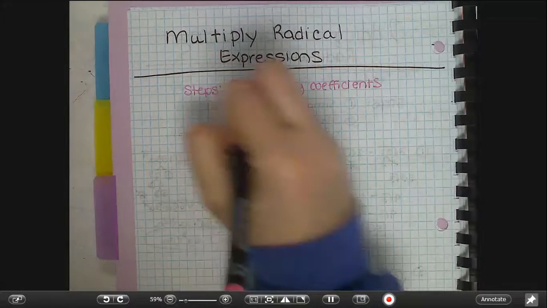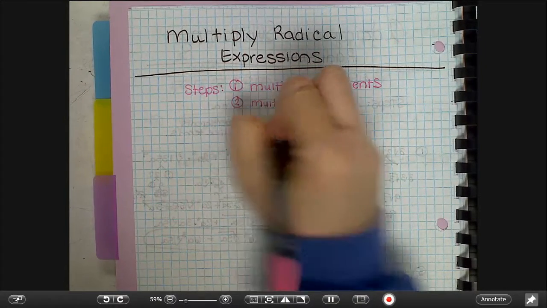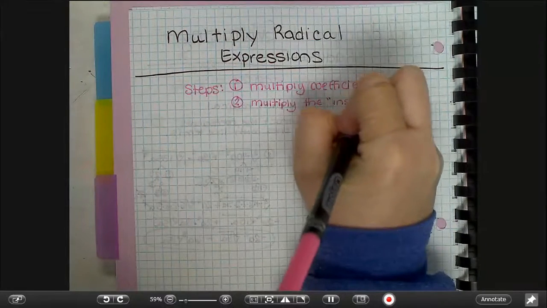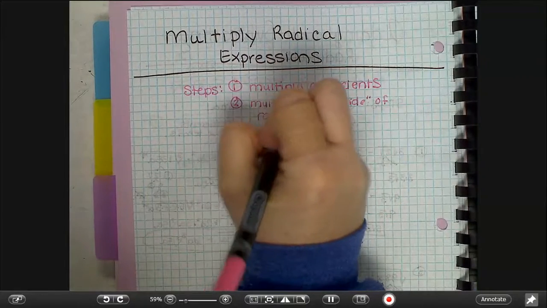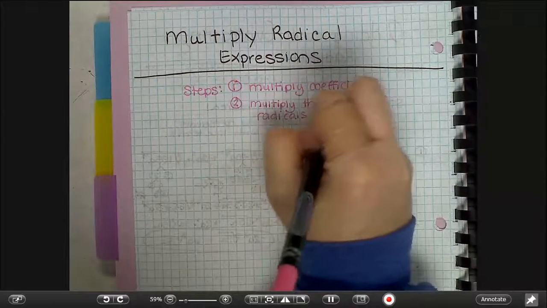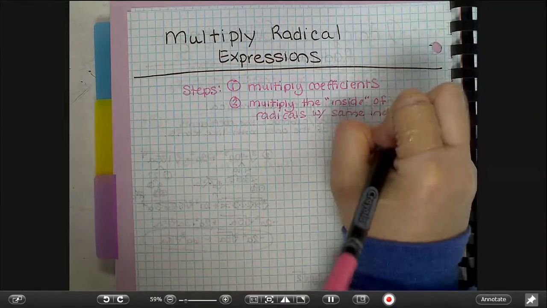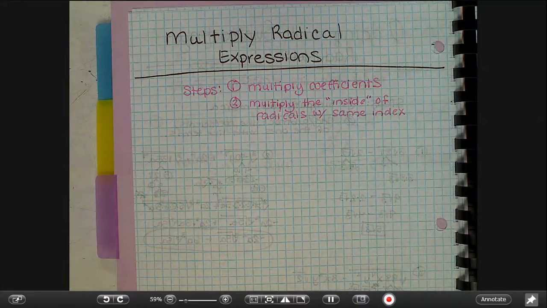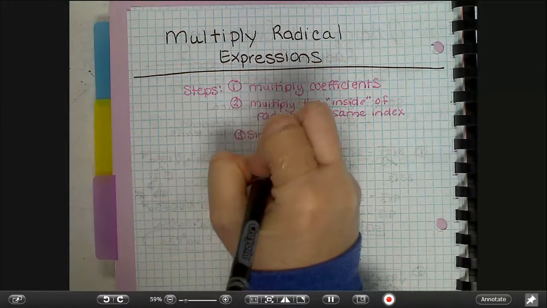You're going to multiply the inside of radicals with the same index. So that means you can't multiply a square root by a cube root. But if you have the same index, you can multiply the inside. And then you're going to simplify the resulting radical.